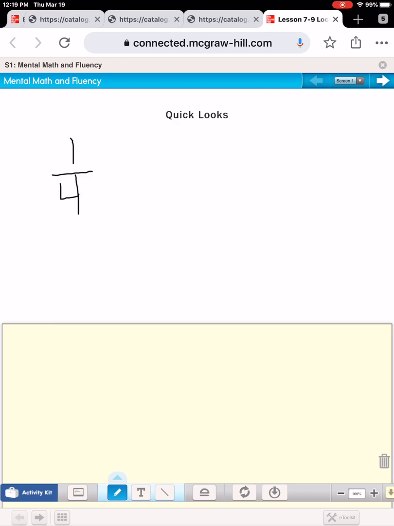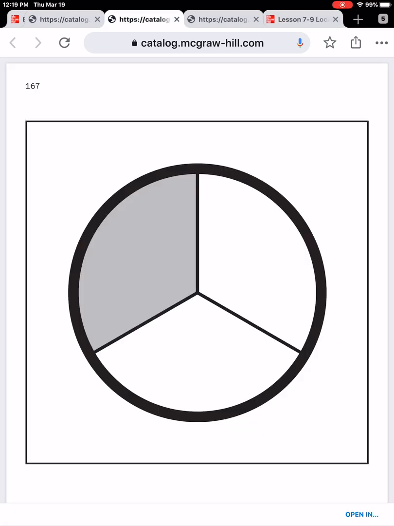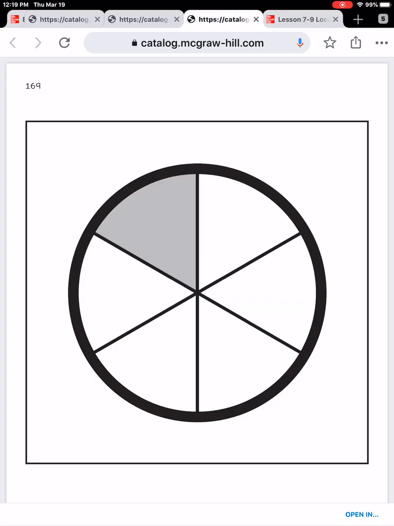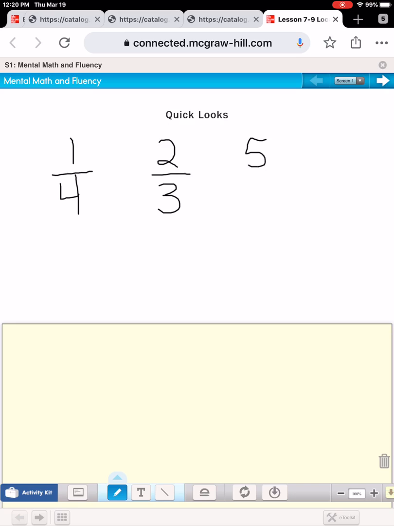All right, let's look at our second fraction circle. Please write down the unshaded part of this circle. And you should have written that the unshaded part was 2/3, 2 out of 3 of those fraction pieces were unshaded. And then finally, our last fraction circle. Please write down the unshaded part of this fraction circle. And for that one, you should have written 5/6. 5 out of 6 of those pieces were unshaded.